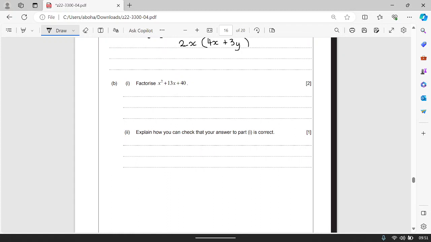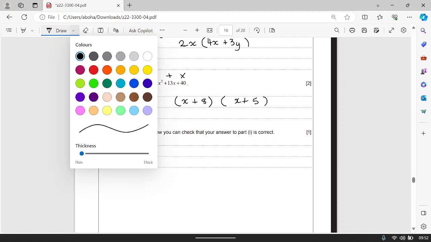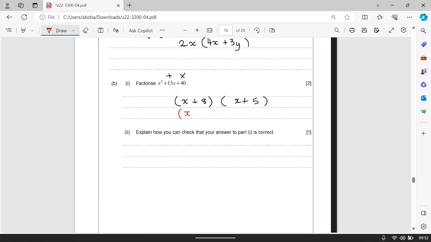Now I'm going to show you a bit of a cheat on the next one here. The conventional way is to find two numbers that multiply to get 40 and add to give you 13. So the two numbers are going to be 5 and 8, x plus 8, x plus 5. Now you can write it that way, or you can write it this way, because you'd be amazed how many students don't realize that the way you write that is irrelevant. Okay.